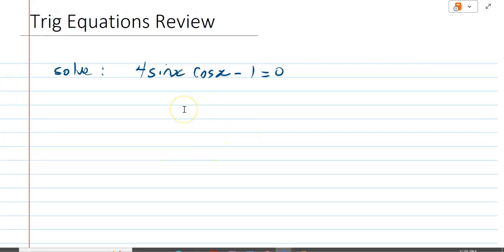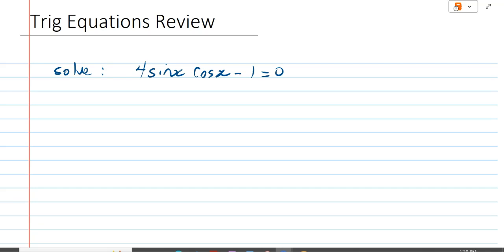And this is trigonometric equations. This is pre-calculus 12, or for the US friends, this is trigonometry. All right, let's go ahead and solve this equation. We need to solve this trigonometric equation over all real numbers. So 4 sine x cos x minus 1 is equal to 0. For this question, we need to use a trigonometric identity.